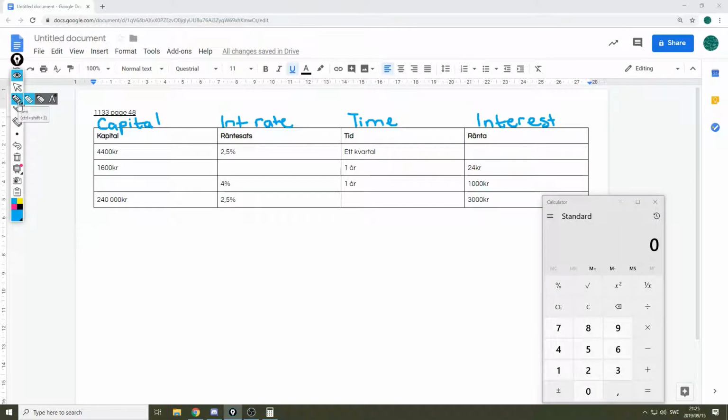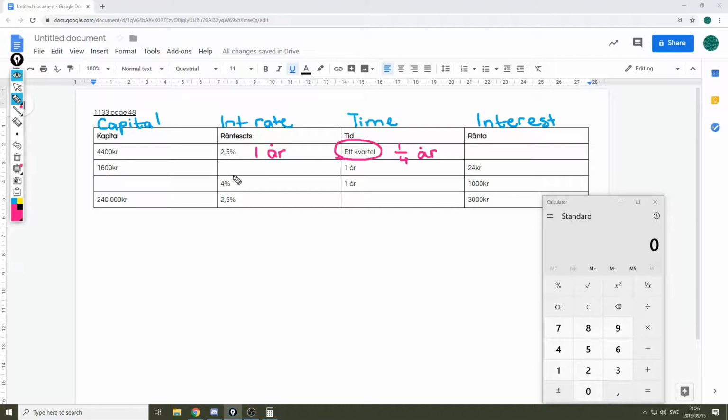Okay, so here in this first example, the capital, the money that I'm borrowing, is 4,400. The interest rate is 2.5%. The time is ett kvartal. Oh my gosh, that's going to be a little bit tricky. And I want to figure out what the interest is. So ett kvartal, if I remember, is a quarter. So they're saying that your interest rate is 2.5% for 1 year, but it takes you a quarter of a year to pay it back. So we've got to keep that in mind. All right, let's do this.